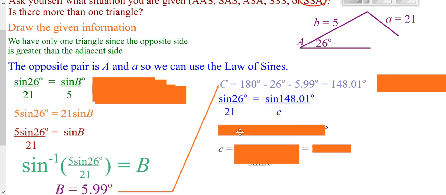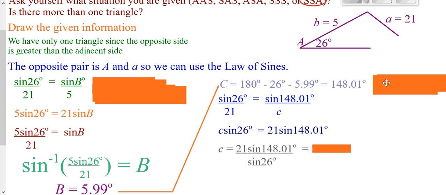We could cross multiply, try to get C by itself by dividing by the sine of 26. That's our calculator ready form. We type it in and we get our answer.